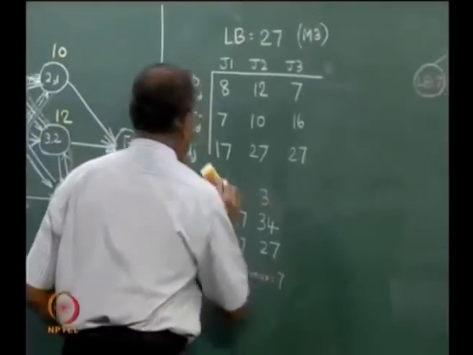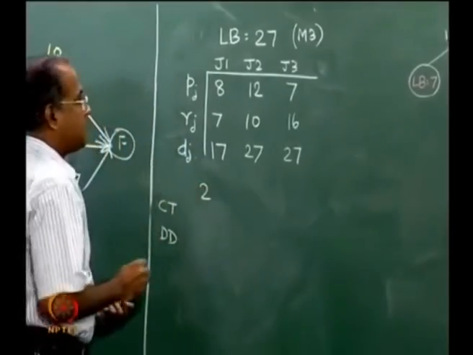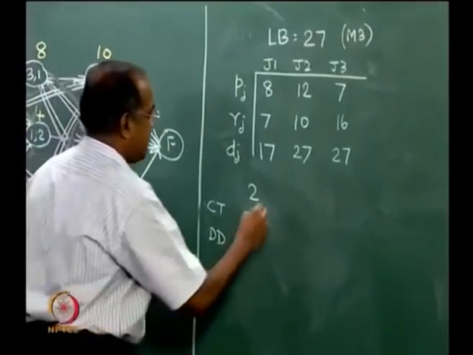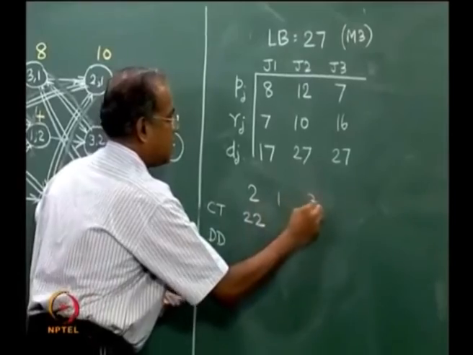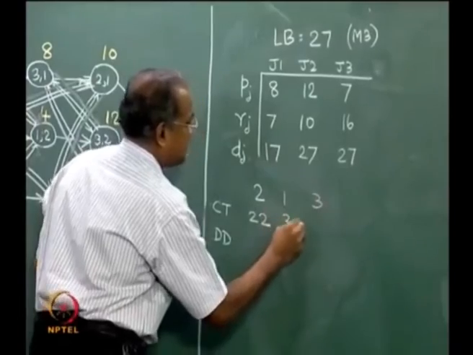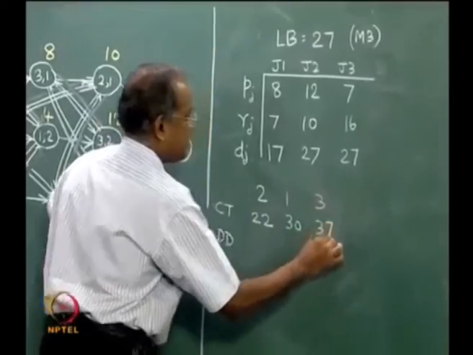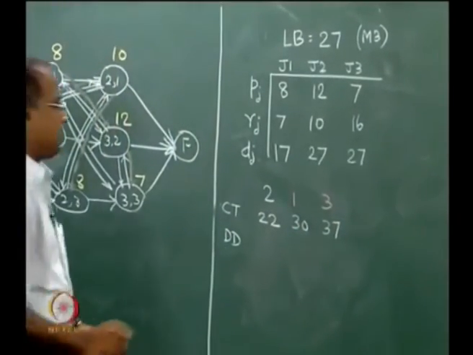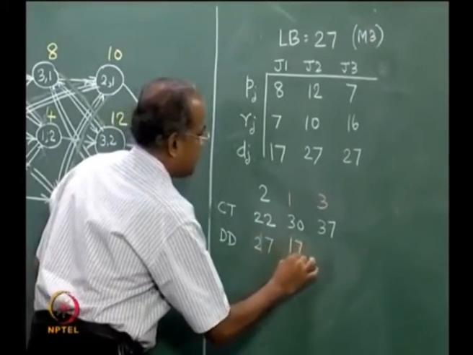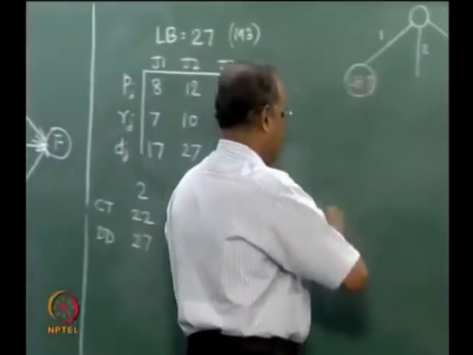Now we look at 2 as the first job. So for J2, rj is 10, completion time is 22. Then based on due dates, it is 1 and 3. So at 22 J1 is available, 22 plus 8, 30. 30 plus 7, 37. Now, due dates are 27, 17 and 27. So this is 10, this is 13. So lower bound is 13.